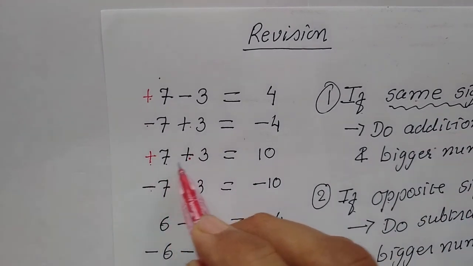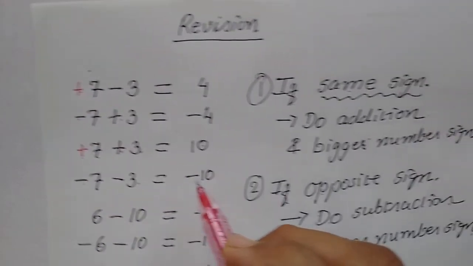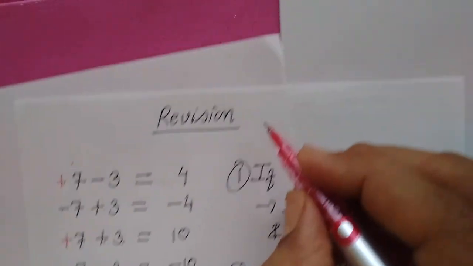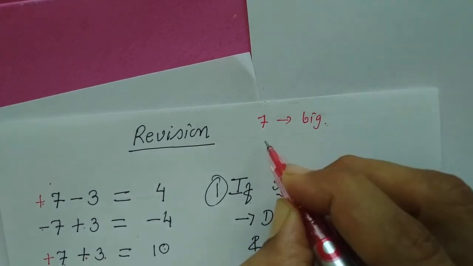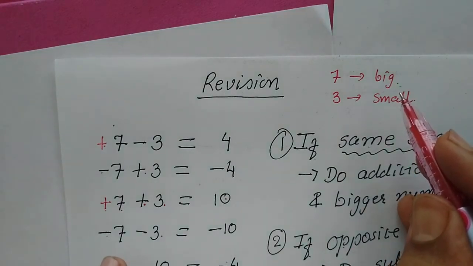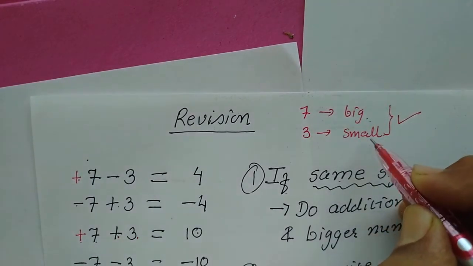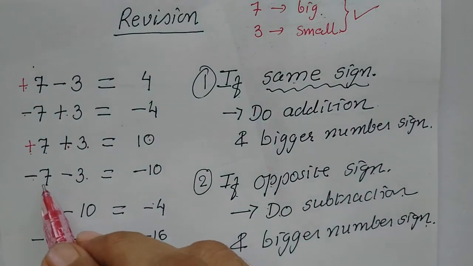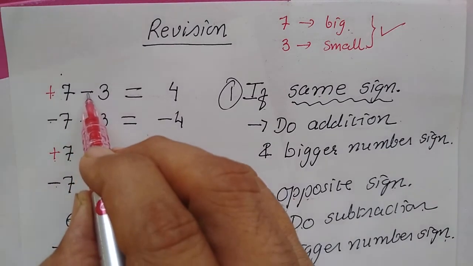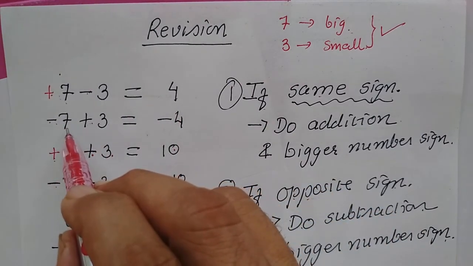Now here children see, 7 plus 3 we have added, we got 10. And the second rule simultaneously, the bigger number's sign. Children, here by bigger number sign, we mean that 7 is the bigger number and 3 is the smaller number. Why have I written this? Because you may argue that children, here minus 7 is bigger than minus 3. Don't think that way. Think this way: bigger number and smaller number. Okay. So children, opposite sign, do subtraction. So here plus and minus sign, opposite sign, do subtraction. 7 minus 3, 4. And here is minus 7, plus 9. So 7 minus 3, 4.